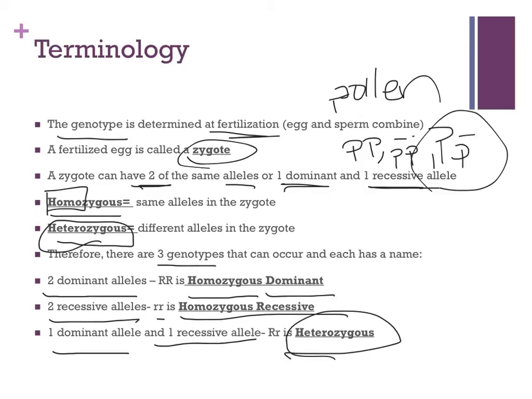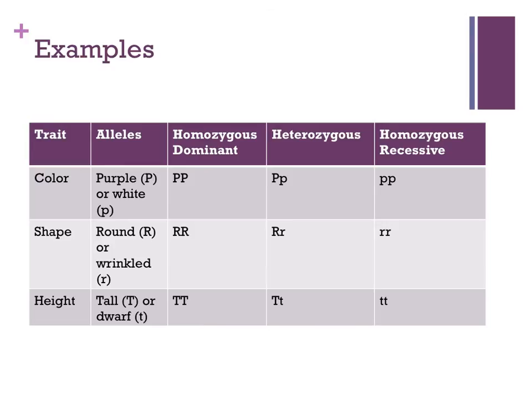And that way we know. Now you should be able to just look at homozygous dominant and immediately assign it 2 capital letters, or look at heterozygous and know that it's 1 big letter and 1 little letter. So here are some more examples for us to take a look at.